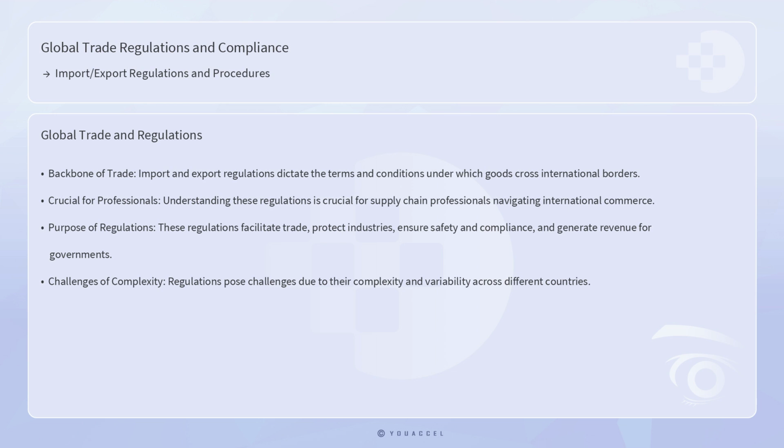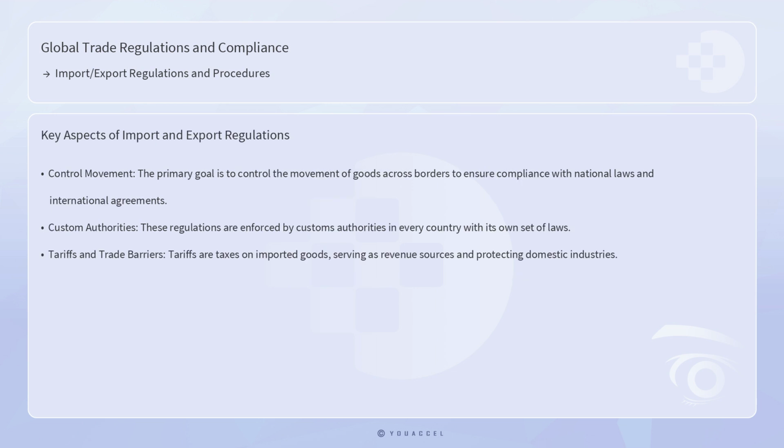These regulations are designed to facilitate trade, protect domestic industries, ensure safety and compliance, and generate revenue for governments. However, they also pose challenges due to their complexity and variability across different countries. The primary goal of import and export regulations is to control the movement of goods across borders to ensure compliance with national laws and international agreements.